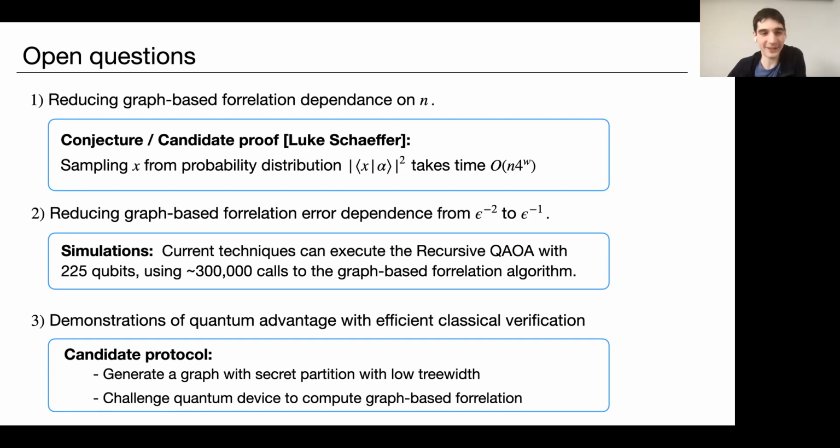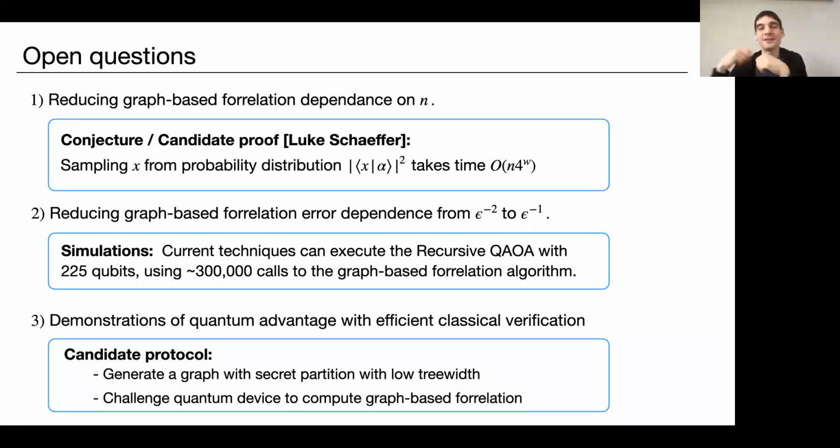And then finally, a last, maybe more speculative open question for future work is whether or not this technique could be used to show quantum advantage with efficient classical verification. So what might that look like? Well, recall that the classical algorithm, in order for it to work efficiently, needed to have some partition of the graph, where each half of that partition had small tree width. But imagine you generate some graph and you obscure it in some way where it has a secret partition which has low tree width, but it's algorithmically hard to find that low tree width partition.